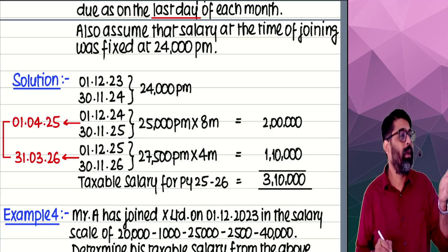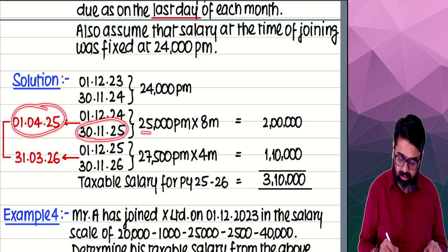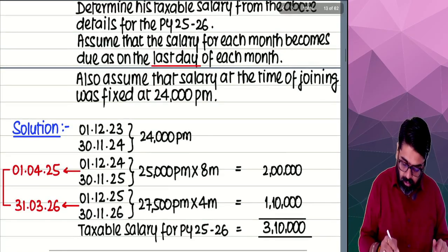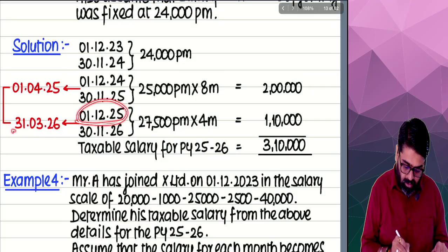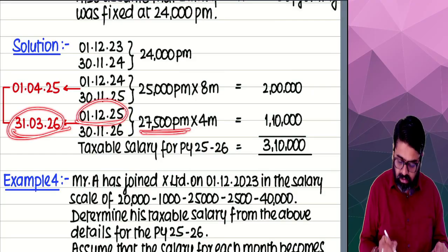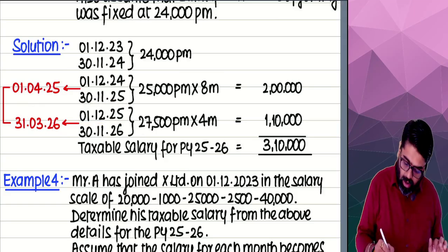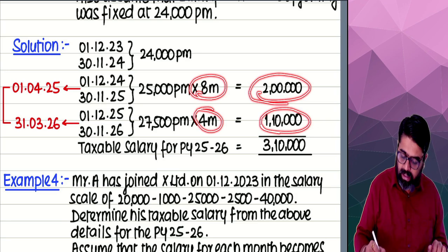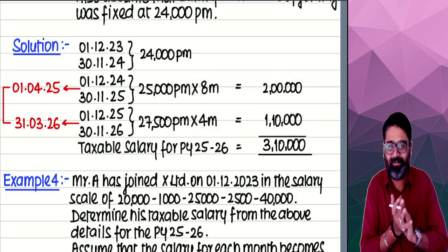From April 2025 to November 2025, his salary will be becoming due in this year, because it is becoming due on the last day. Okay, and December to March, 27,500 will also become due in this year. So how many months? 4 months here, 8 months here. This will be 2 lakh, this will be 10,000, this will be 3,10,000. Very good.